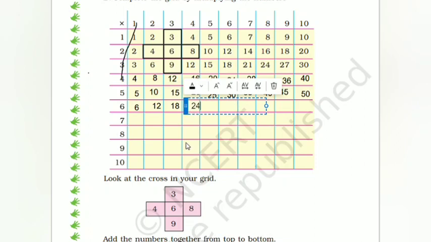Okay, this is the multiplication factors. Again, what we are doing? 6 is crossed with the numbers from 1 to 10, and we have to write the answer. So 6 crossed with 1, and we get 6. 6 crossed with 2, 12. With 3, 18. With 4, 24. With 5, we get the answer as 30.